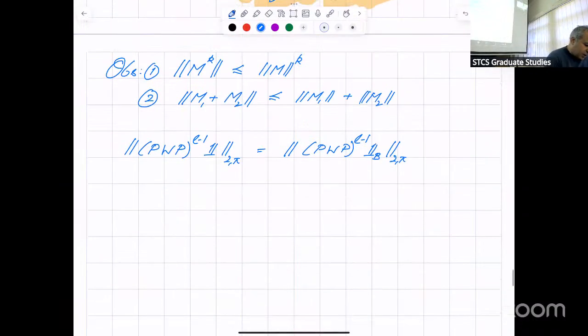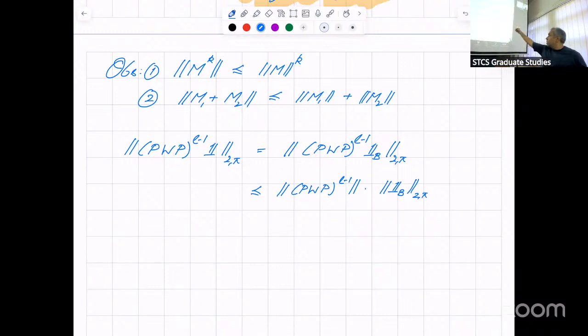So this is less than or equal to the norm of PWP^(L-1), the norm of this, times the norm of 1_B in the pivot. Is that okay? This we already found. This is less than or equal to the norm of PWP^(L-1) times square root mu.